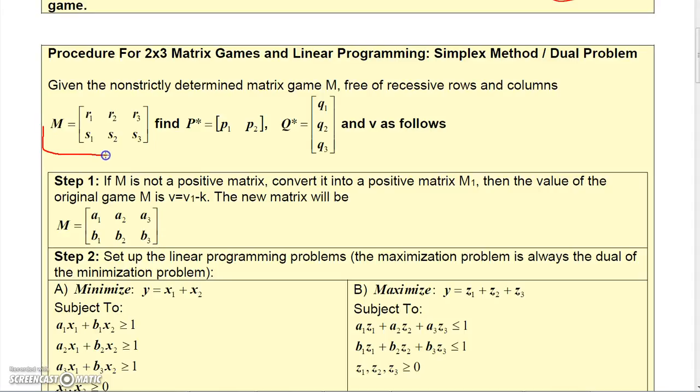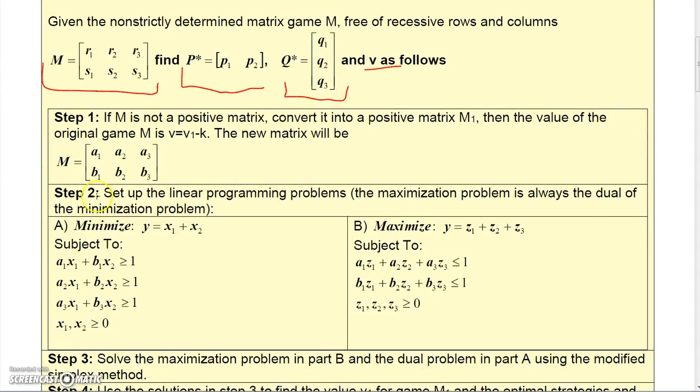We would have a game matrix. We would have a strategy for P, a strategy for Q, and a game value as follows. Now, the first step would be to add the value K. We're going to convert it to M1 by adding K to it. So we will take this matrix, and we'll add this matrix up here.